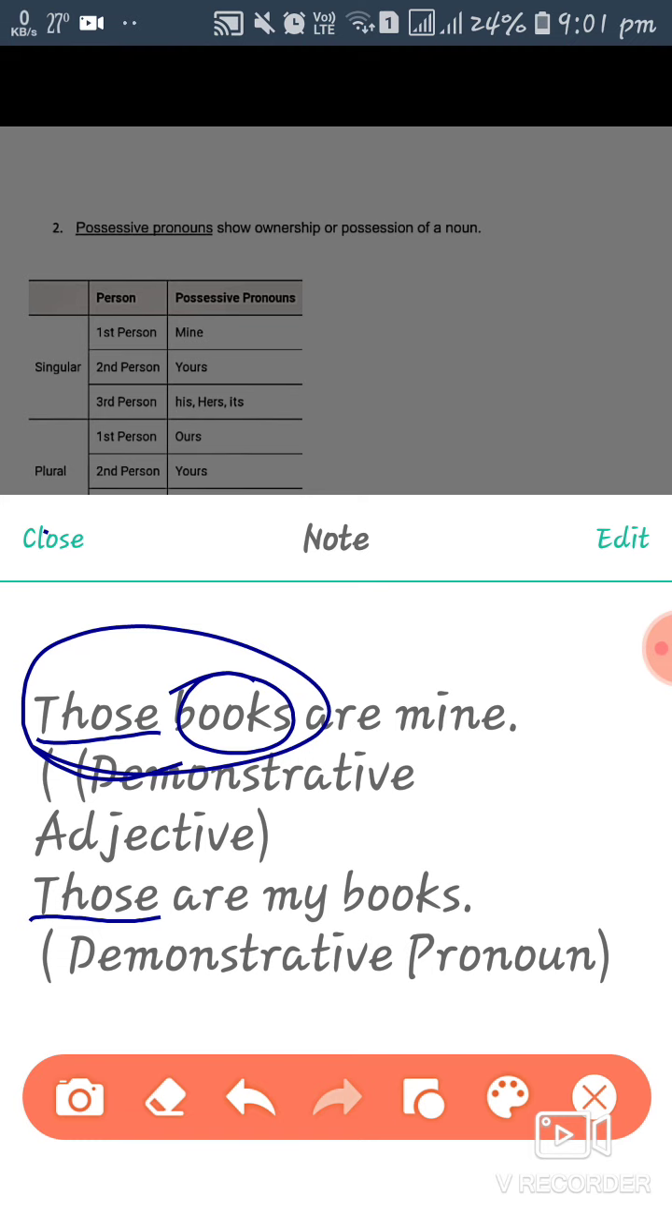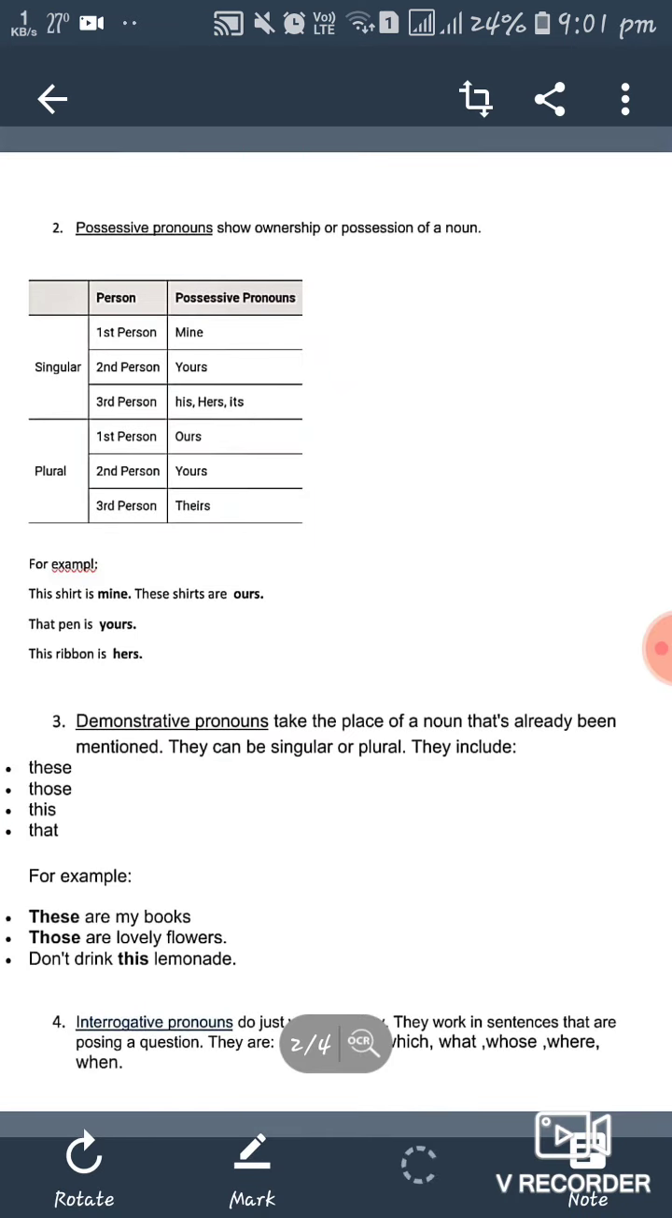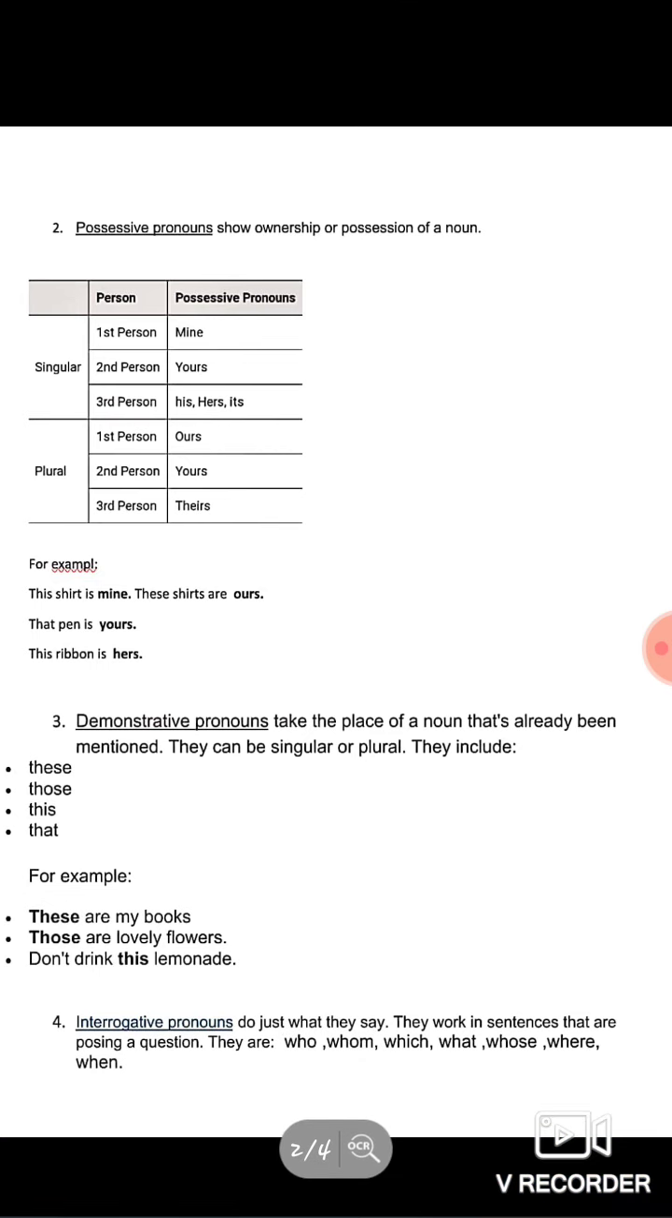Let's go to the next pronoun, which is the interrogative pronoun. Alright, see the fourth one. Interrogative pronouns do just what they say. They work in a sentence that is posing a question. They are who, whom, which, what, whose, where, when. Now the word interrogative means it is a question. Always, the word interrogative means that we have to ask the question. And which are the question words used as interrogative pronouns? The question words are who, whom, which, what, whose, where, when.